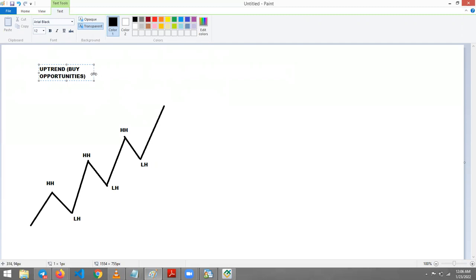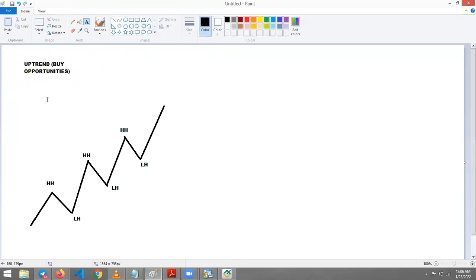Then for the downtrend, it's the opposite. Today's session is going to be simple. It's not going to be really complicated. Trading is not even meant to be complicated. It's people who like complicating things. Just keep things simple. Then for the downtrend, it's the opposite.